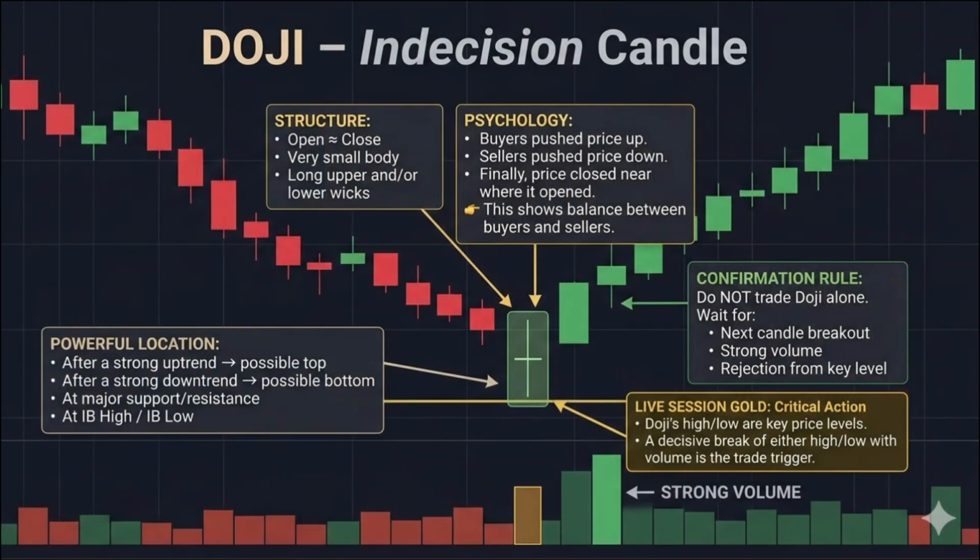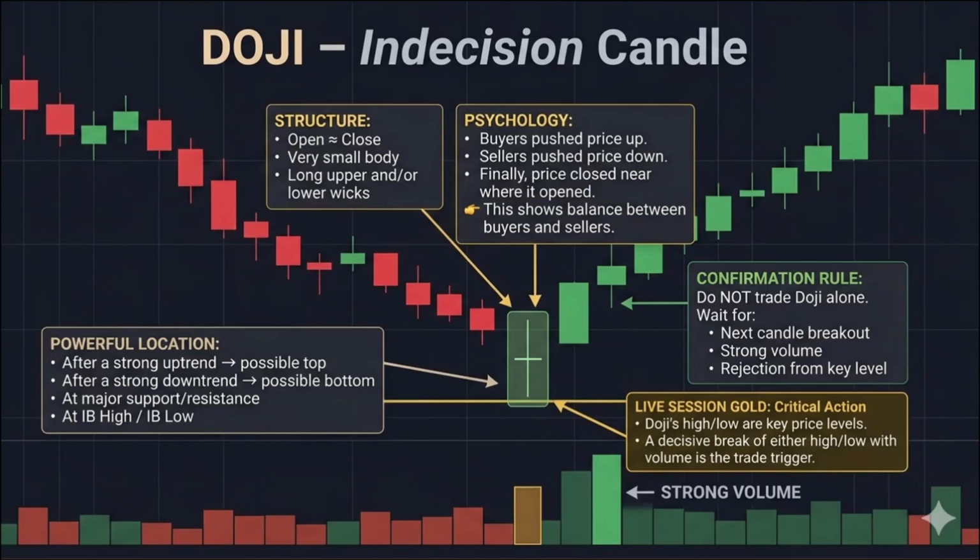So the first pattern we will learn today is doji. You can see the image here. The image illustrates the doji pattern, highlighting the market's tug of war. What I mean by tug of war here is that there is balance: neither the buyers are strong, nor the sellers are strong.